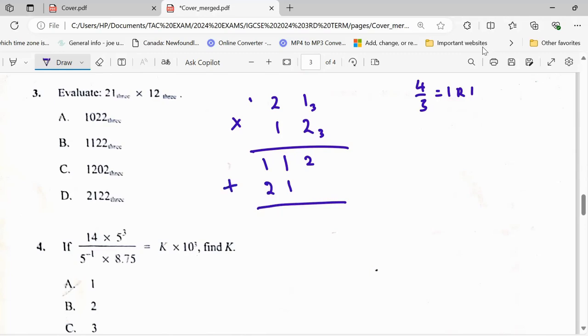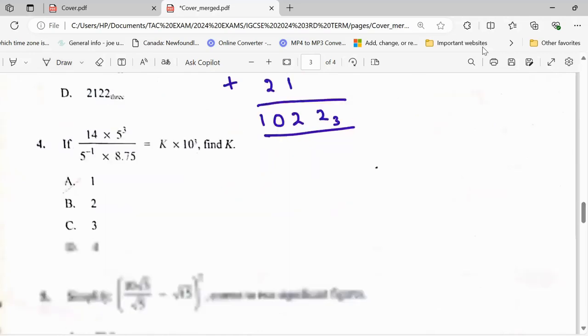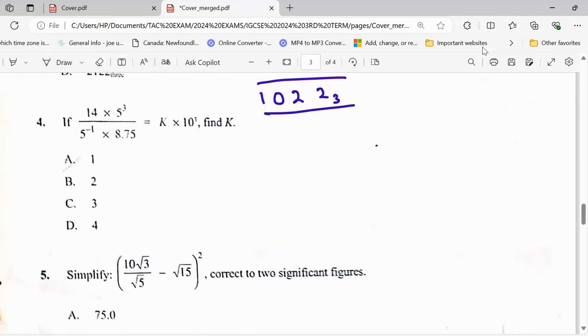So we are going to add, bring this down. 1 plus 1 is 2. 1 plus 2 is 3. But because we are in base 3, we are going to divide 3 by 3. It gives us 1 remainder 0. You put the 0, take this 1 here, you take it to this side. But because you have nothing down, you bring it down here. And this is what we obtain. So our answer is 1022 base 3, which is option A. We proceed to question number 4.